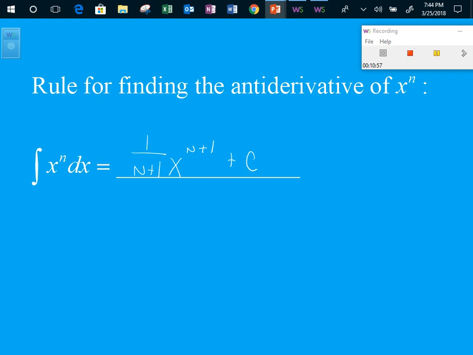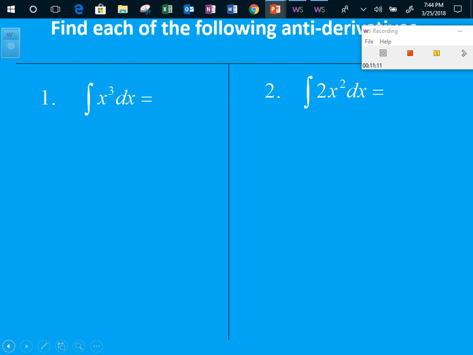Now, I should have you a little confused by now. So now, let's start cleaning everything up. Look at your number 1. Here's the question. What can we find the derivative of that would give me x cubed when I'm all done?